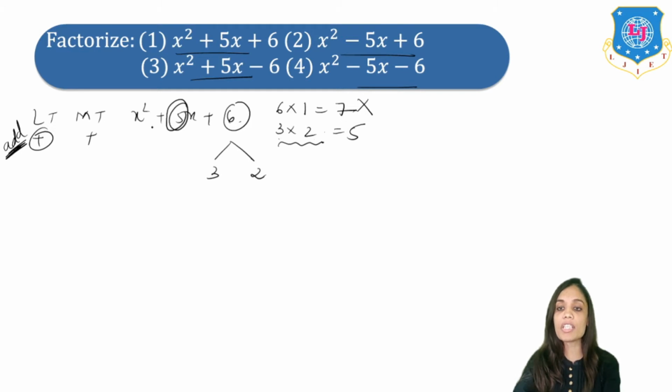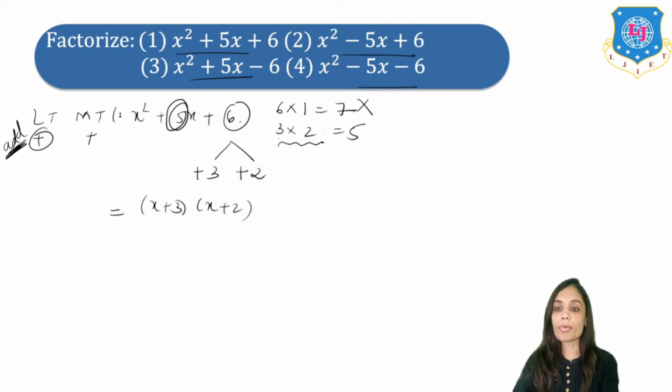Now the middle term sign is plus. So we have to put plus, plus, right? So the factors of the following example are x plus 3, x plus 2. So if you remember the table, we can directly find the factors.